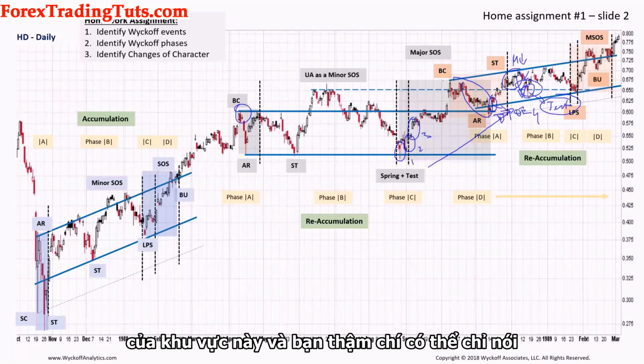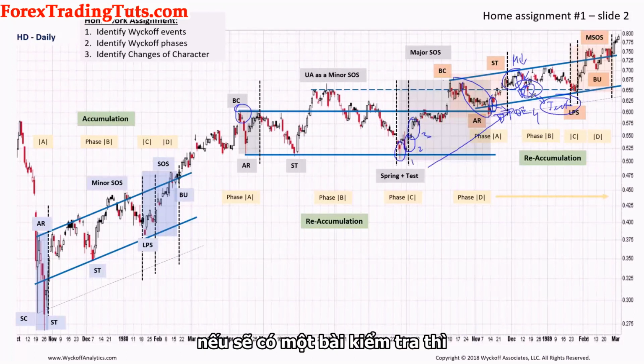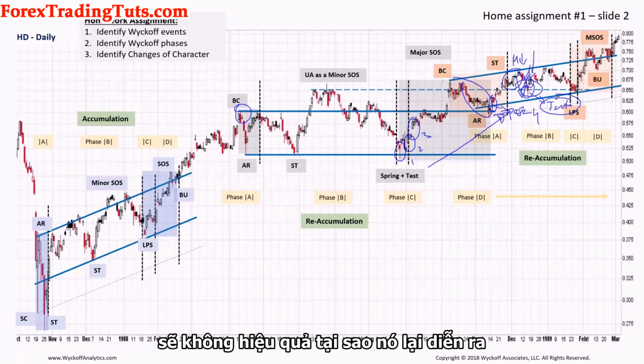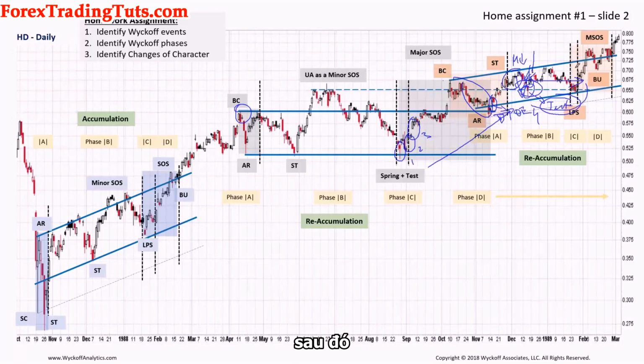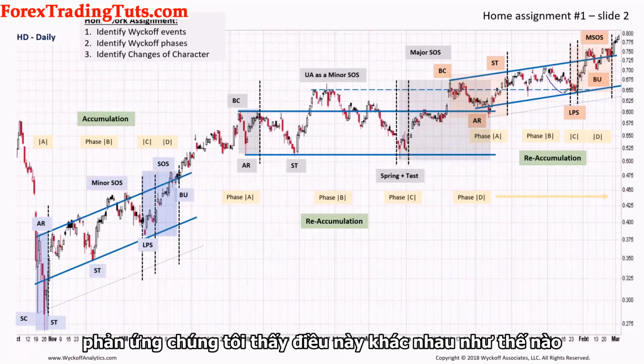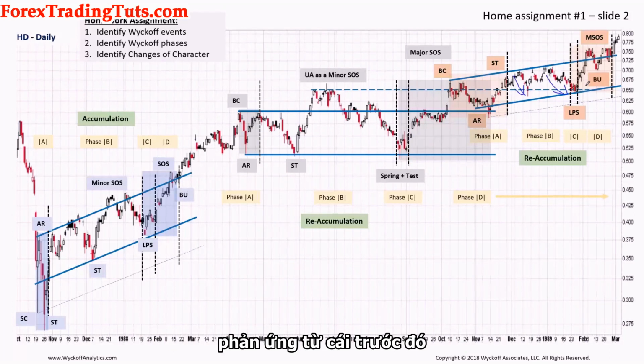So at this point of time, you know that there's going to be a test of this area. And you might even just say, if there's going to be a test, then if I decide to enter somewhere here, it's going to be inefficient. Why is it going to be inefficient? Well, just because if the test requires time, then it's going to take some time. So therefore, we are waiting for the test of the test. And it comes on the next reaction. We see how different this reaction is from the previous one. That's going to be our point of entry number 5.